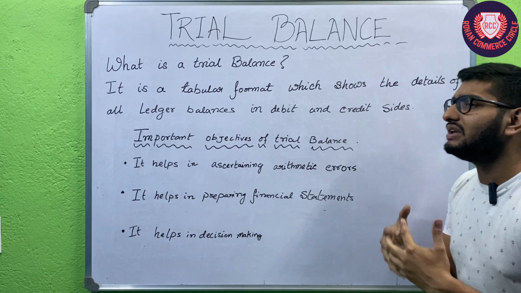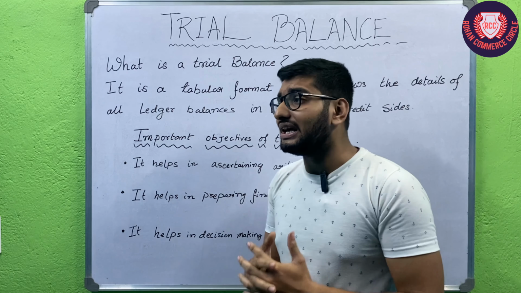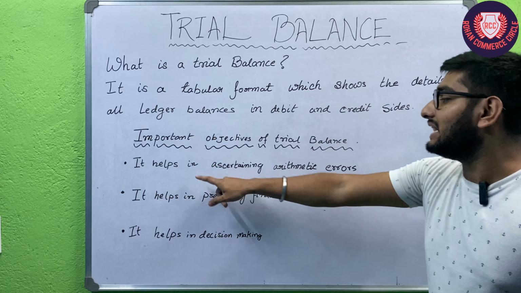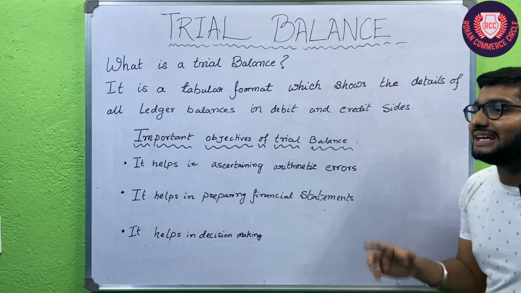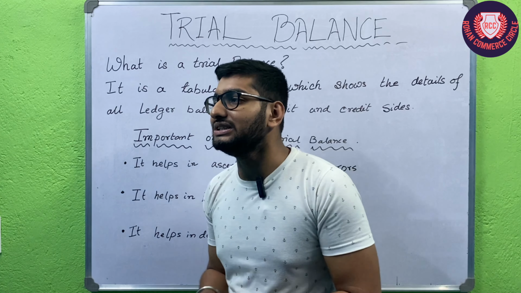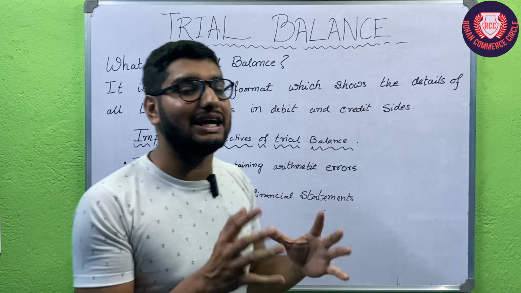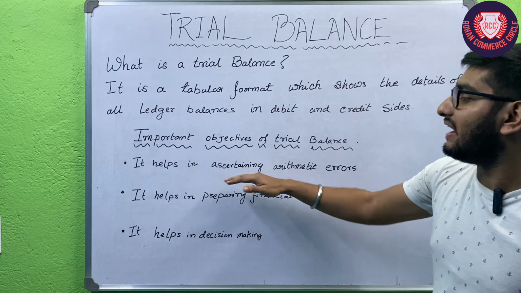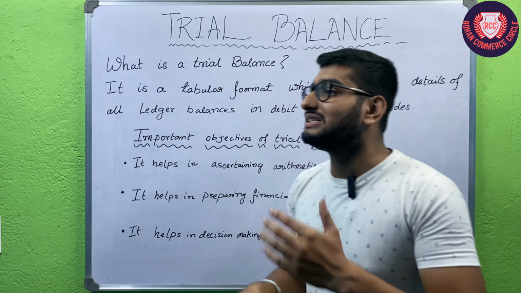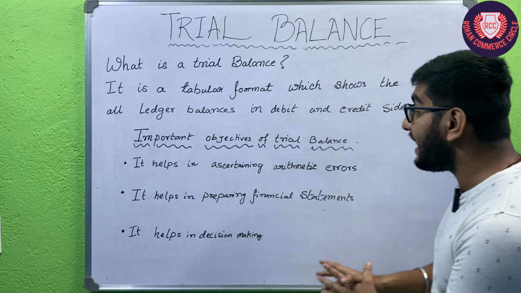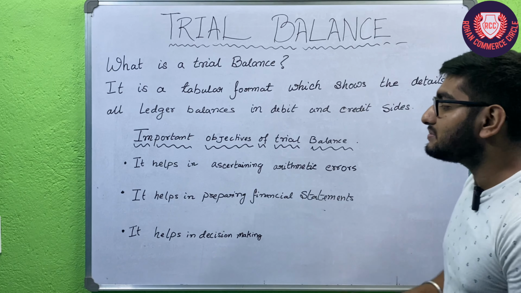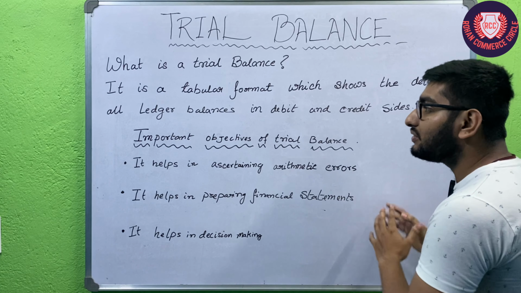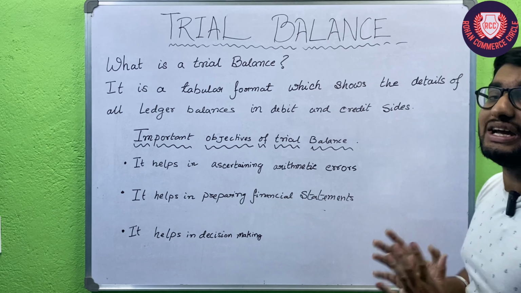Okay. Now why will we do trial balance? What are the important objectives of trial balance? Basically, it helps in ascertaining arithmetic errors. What is arithmetic error, students? Suppose if we are making any error in journal or ledger posting, then it will be rectified in trial balance. That means we could see the errors in trial balance. Okay, that's why it helps in ascertaining arithmetic errors. We could not make mathematical errors when we are doing trial balance. It will be just rectified over here.